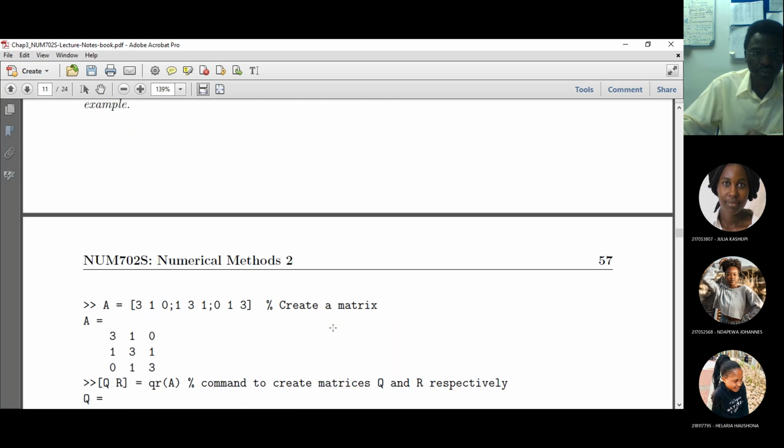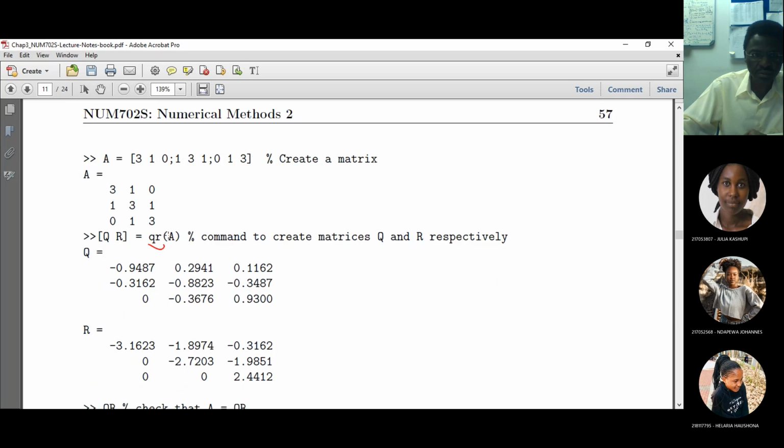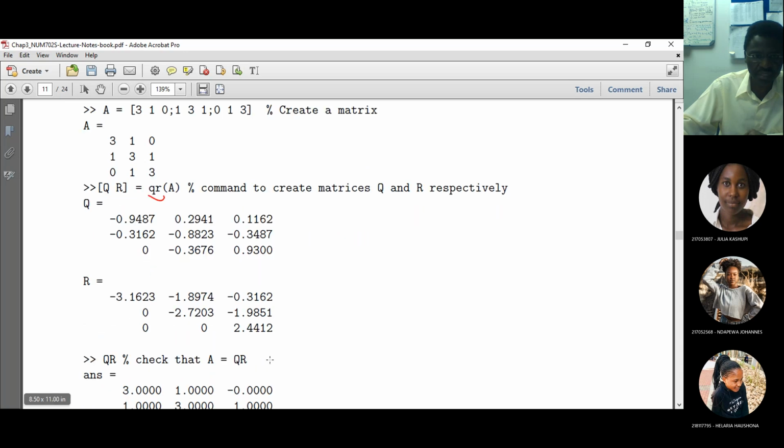Okay, now if you use your MATLAB function QR, you take A and you call QR of A, and then you write this to the left-hand side, Q and R. It will give you the Q and the R. So if you do that using MATLAB, this is what you will get. Your Q will be this, and your R will be that. And you can see that your R here is an upper triangular matrix. You can see it from this structure.